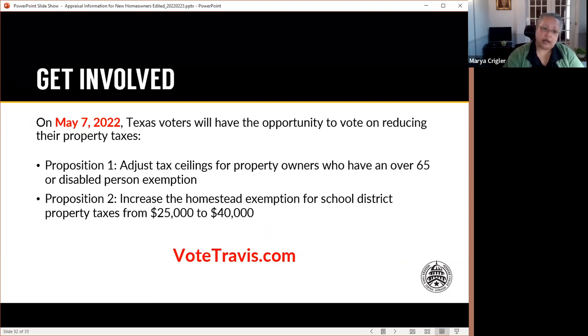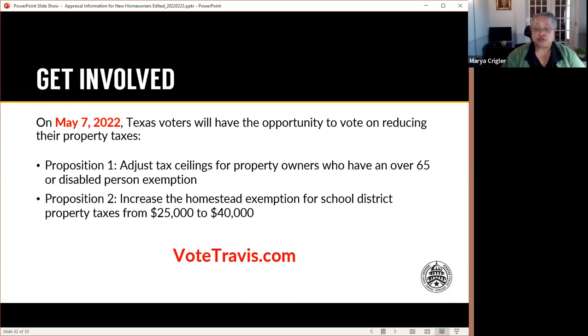So that's proposition one. Proposition two is to increase the school district homestead exemption from $25,000 to $40,000. That's a pretty substantial increase in the state mandated exemption for school districts. Again, this is only changing the school district's state mandated exemption, but it would change it from 25 to 40,000. I heard some ads on TV, and I forget whose ad it was, but one was saying it was increasing it from 15 to 40, and that's not correct. The proposed change would be to increase it from 25,000 up to 40,000.